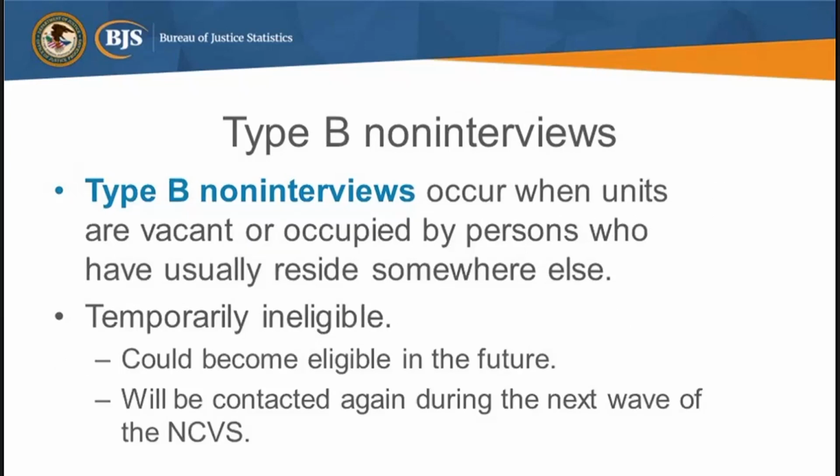Type B non-interviews occur when an interview is not obtained because the unit is ineligible for the interview at the present time, such as a household vacancy, but could become eligible in the future. For example, a house may be vacant during one interview period, but a family moves in and that family may participate in the next interview period.